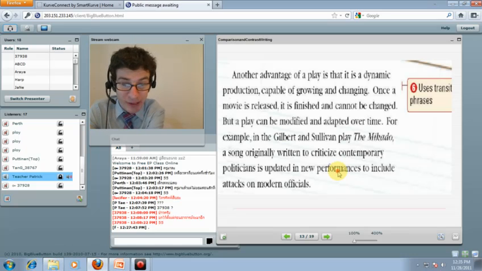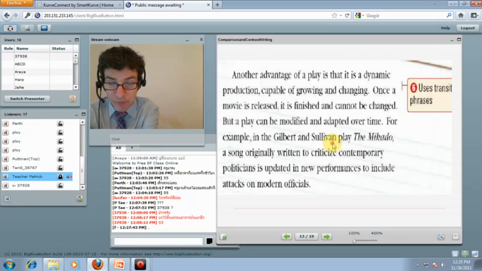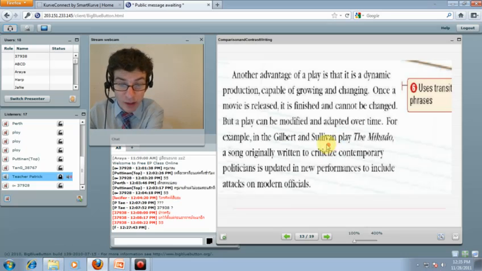Okay, so we're talking about plays. When a movie is made, it's finished. You don't change a movie later on. But a play, you can. So, they give an example of a Gilbert and Sullivan play that was made to criticize or make fun of politicians from Gilbert and Sullivan's day. So Gilbert and Sullivan made fun of politicians from when they were alive. But because it's a play and because we can change it, nowadays it still makes fun of politicians, but it makes fun of our politicians. So plays can be updated, but movies can't.